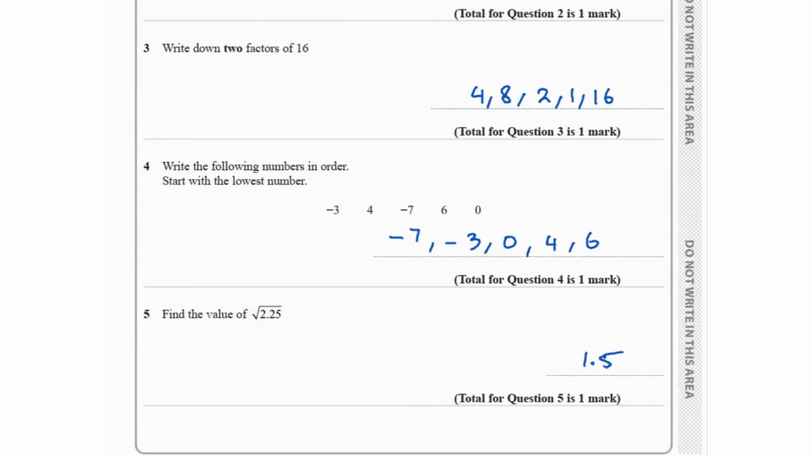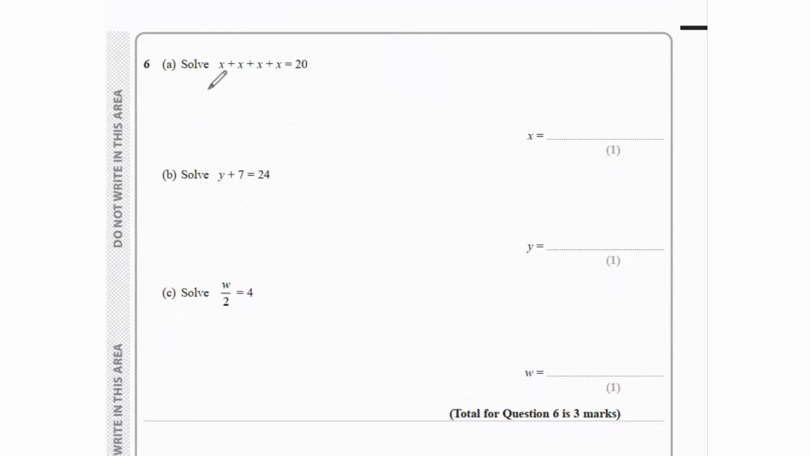Solve x plus x plus x plus x equals 20. So we're adding 4 x's, so 4x equals 20. x equals 20 over 4, which is 5.